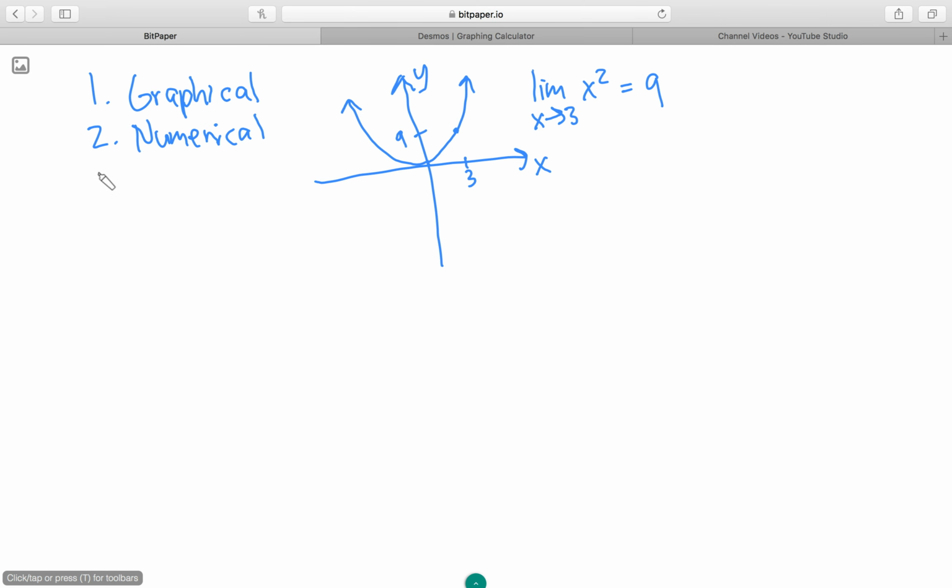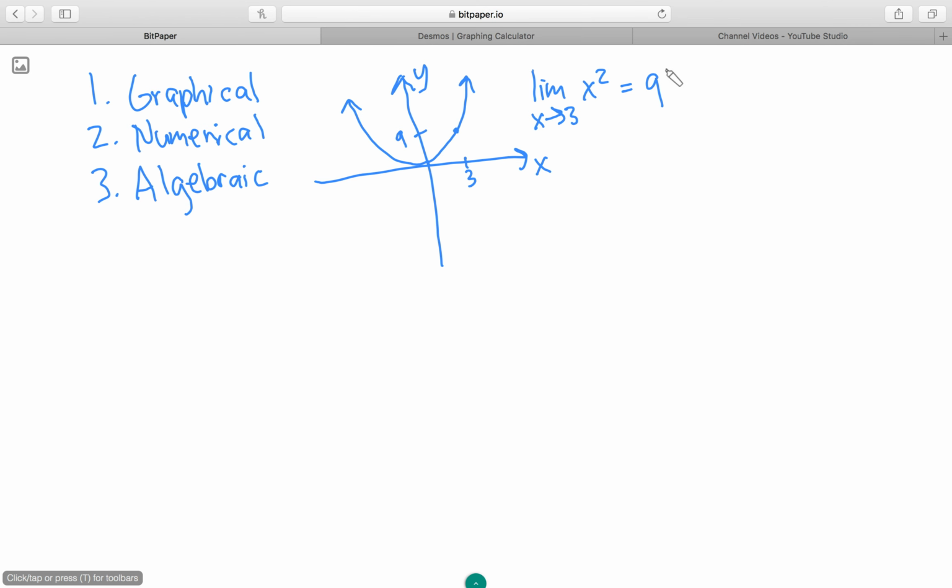The third method, I would say, is probably the most involved, but also in some ways a little bit easier than the other two because you don't have to do as much, and that is the algebraic method. And so basically, as I'm sure you can tell by the title, you just use algebra to determine a solution and find out what your limit is.